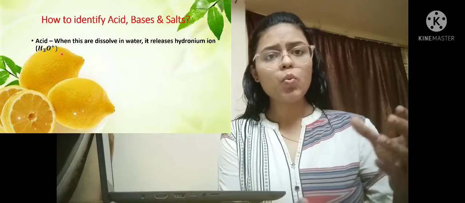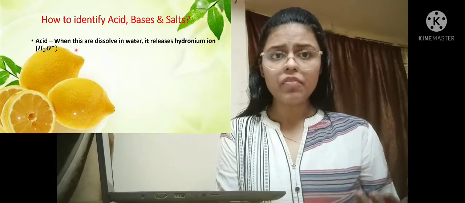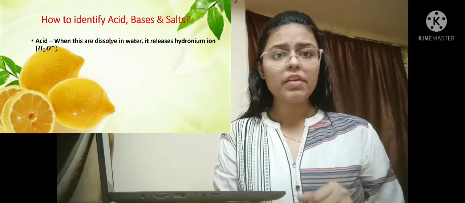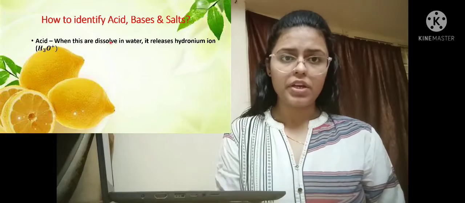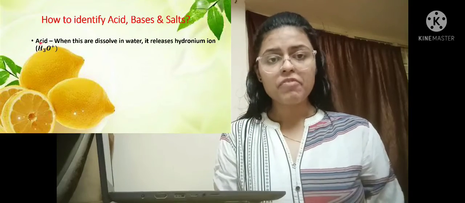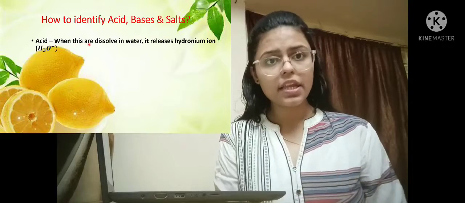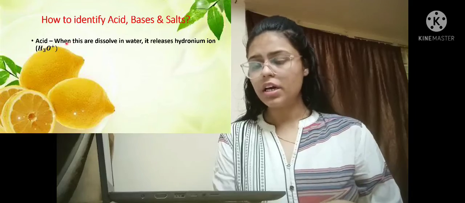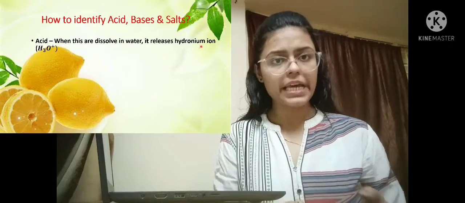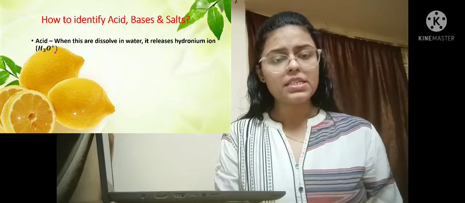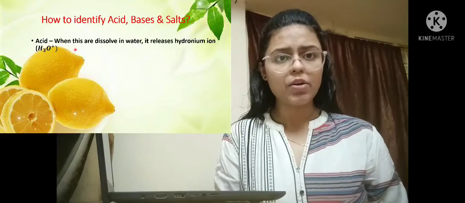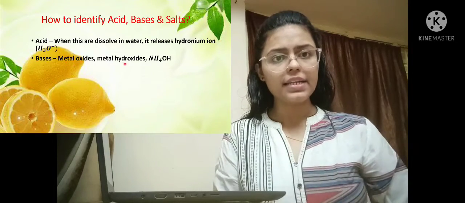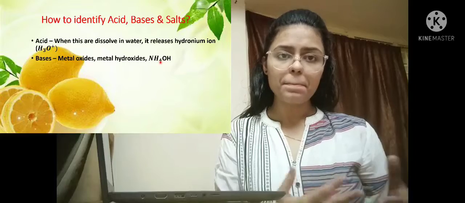So if I give you one solution and ask you to identify if it is acid, base or salt, how will you identify it? To identify this, you must know the definition of it. So what are the acids? Which compounds can we tell are the acidic compounds? Acids, when dissolved in water, release hydronium ion, meaning H3O plus ion. That means acid must contain replaceable hydrogens. Bases are all the metal oxides, metal hydroxides and ammonium hydroxides.